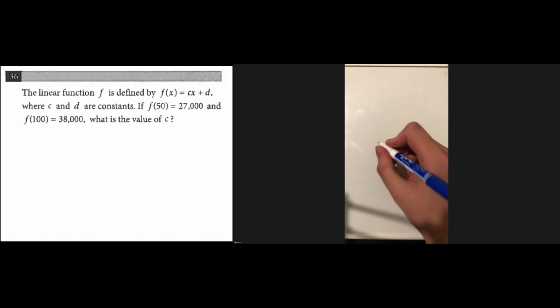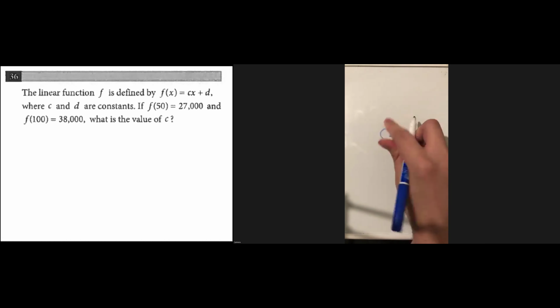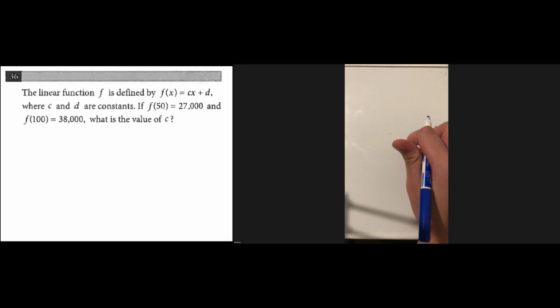Okay, so for question 36, we're given f of x equals cx plus d, which is really similar to an equation we already know, which is mx plus b. So basically, c is just the slope. So c is equal to the slope, and we're given two different data points. We're given x equals 50 and y equals 2700. And for the other data point, we're given x equals 100 and y equals 38,000.